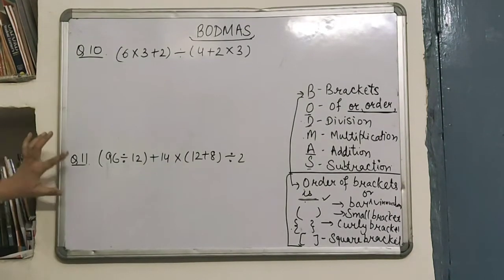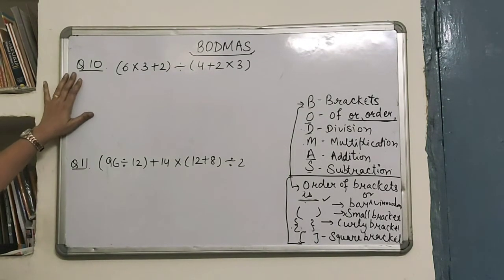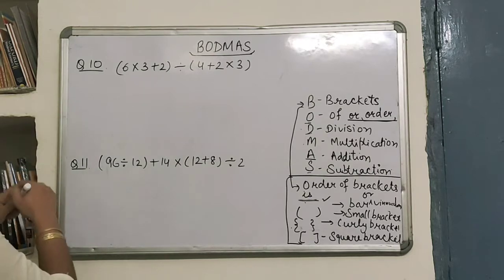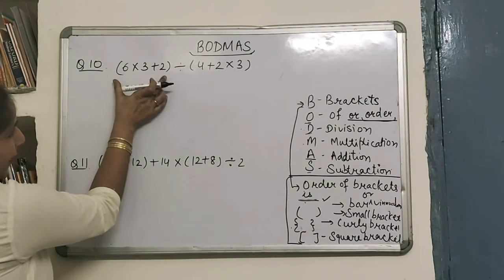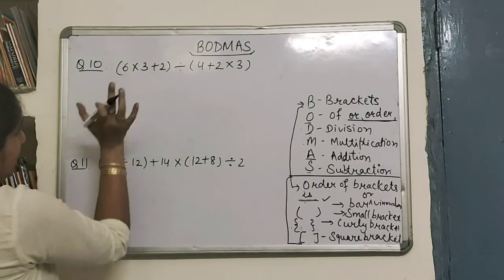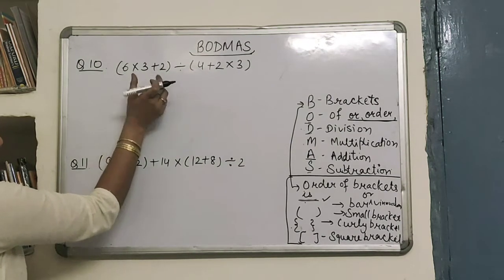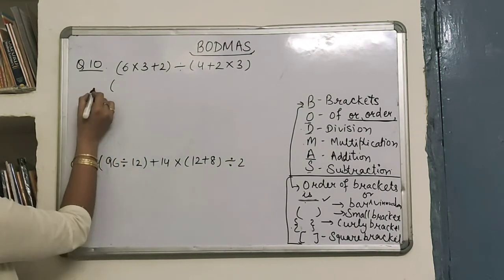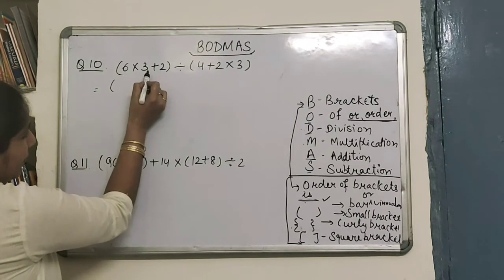Students, I have written question number 11 also. I will tell you both simultaneously. First of all, let us do question number 10. How to do this? There is one type of bracket only, that is small, but there are two operations in each bracket. So we need to solve these operations first. So I am keeping the small bracket the same, and now 6 multiplied by 3, and here 3 plus 2.